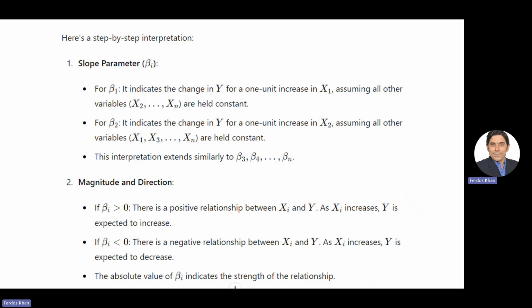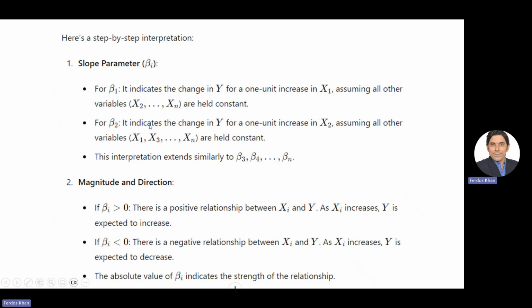I explained this already, but you can see the slope parameter beta 1 indicates the change in y for a 1 unit increase in x1, assuming all other variables, x2 to xn, are held constant. Then the 1 unit change in x1 will give you some change in y that is represented by beta 1. And this may not be an increase, this may be a decrease as well.